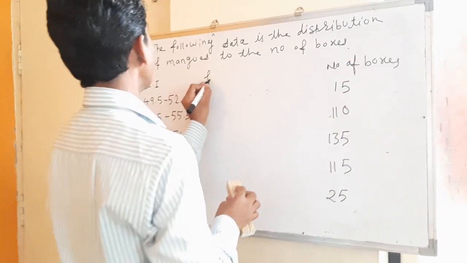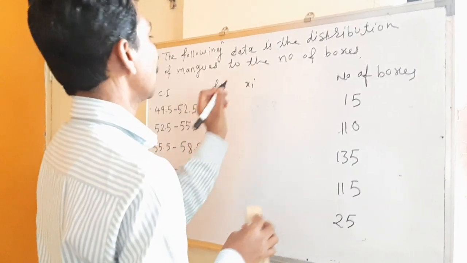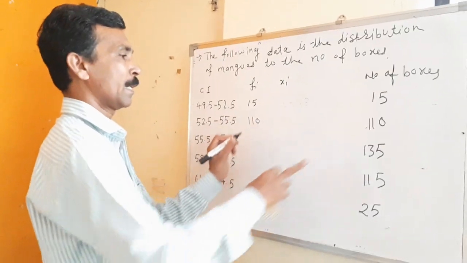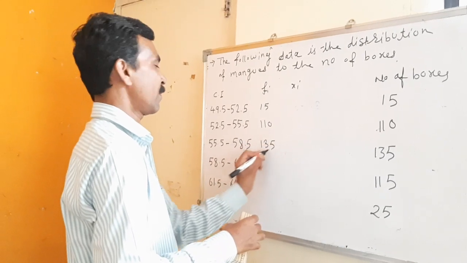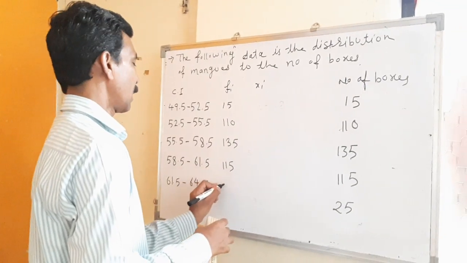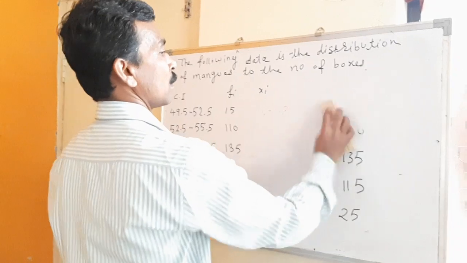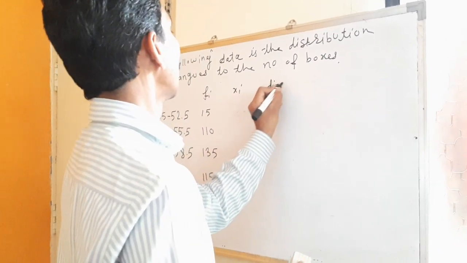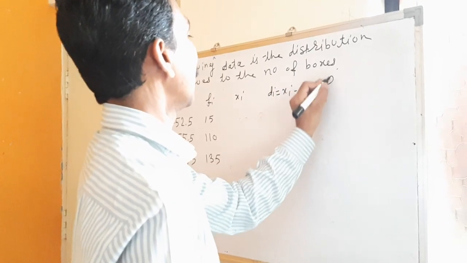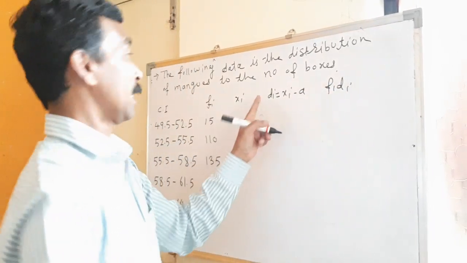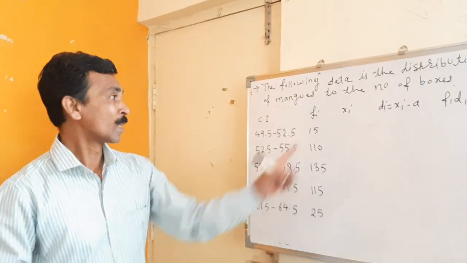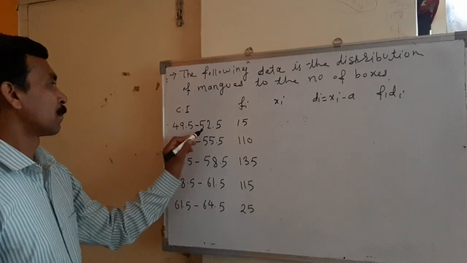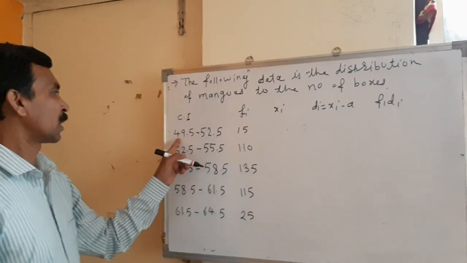This is Fi. This is Xi. So frequencies are 15, 110, 135, 115 and 25. Next is Xi, then Di is equal to Xi minus A, and last is Fi Di. Di again, I repeat, means deviation. We'll find Xi. Xi is equal to lower limit plus upper limit upon 2.